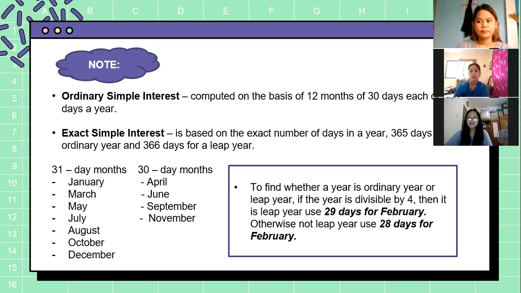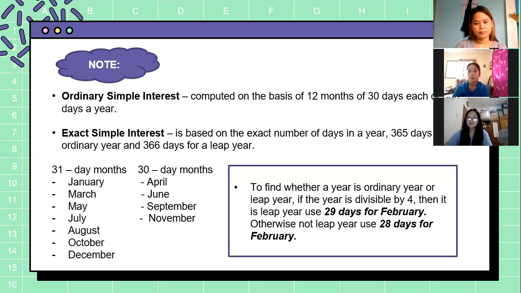And next is the exact simple interest. It is based on the exact number of days in a year: 365 days for an ordinary year and 366 days for a leap year. Dito naman ay kinoconsider ang exact number ng days sa bawat month or sa buong year. To find whether a year is an ordinary year or a leap year, if the year is divisible by 4, then it is a leap year. Use 29 days for February. Otherwise, it is not a leap year, use 28 days for February.